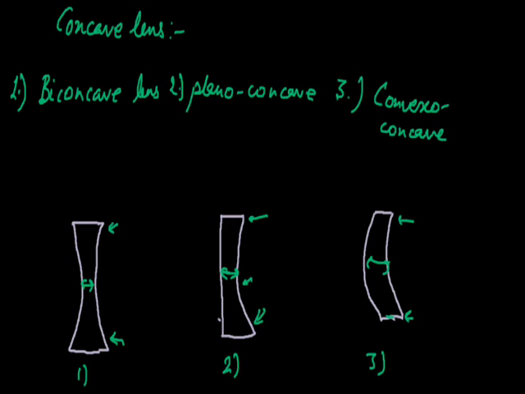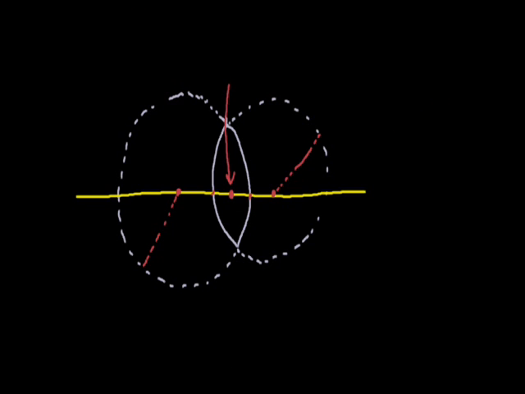Now we are going towards the terminology related with the lenses. As I have told you, lenses can have two spherical surfaces or one plane and one spherical surface, but we are considering only those lenses which have both surfaces as part of a sphere. So we are taking the terminology related to the lenses.